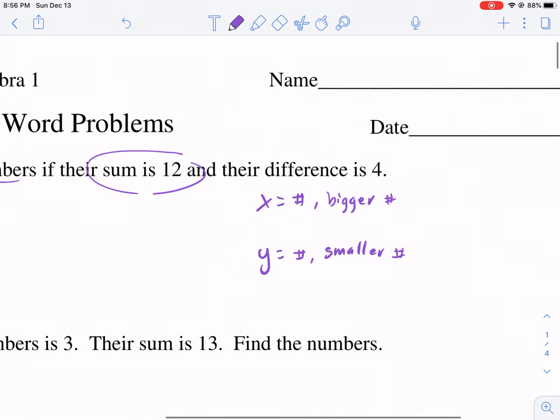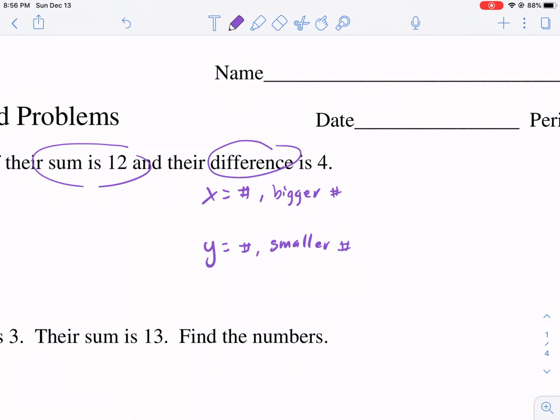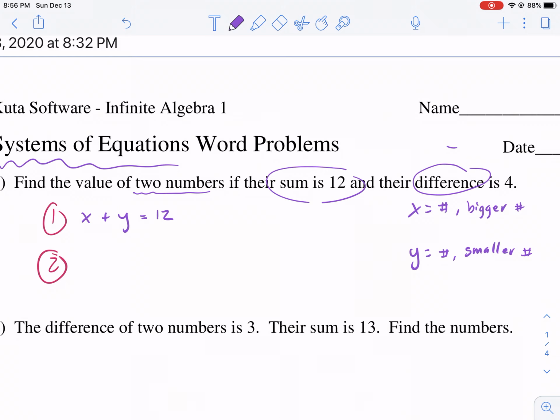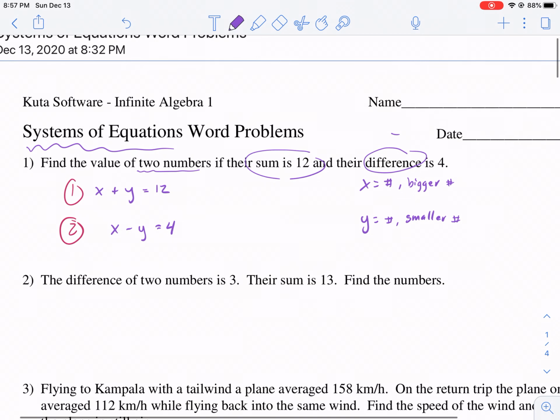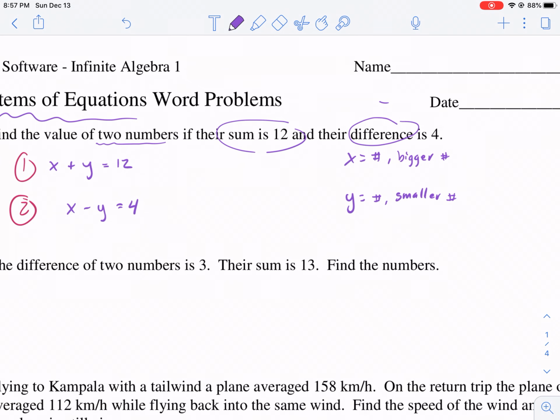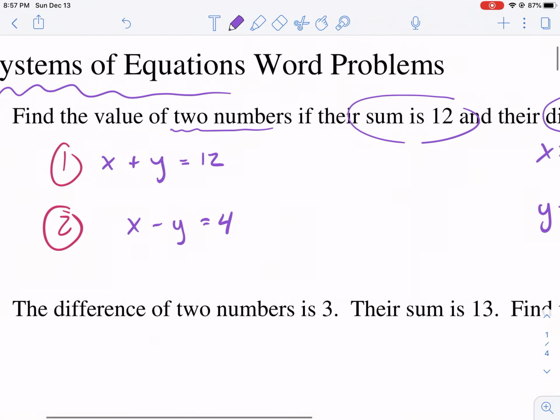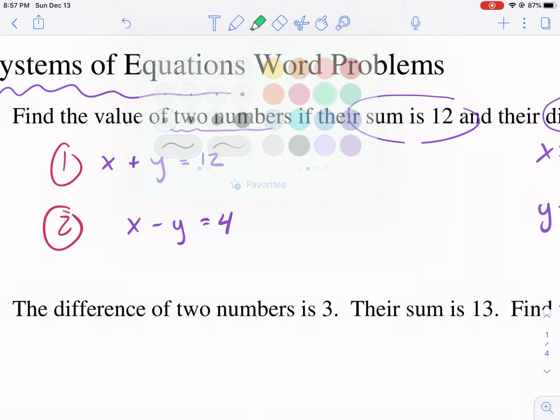Their difference is 4. Okay, so what does that mean? Difference means subtraction, so we're going to be subtracting, and it's equal to 4. Now, if it's equal to 4 and not negative 4, that means the bigger number is doing the subtracting. So we can say x minus y, the smaller number, equals 4. So we have x minus y equals 4, x plus y equals 12, and now we can solve this system of equations.